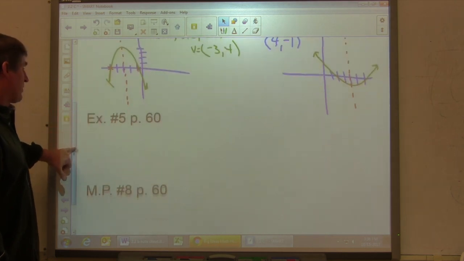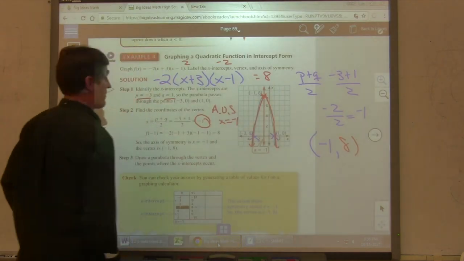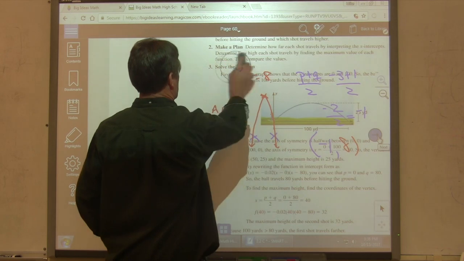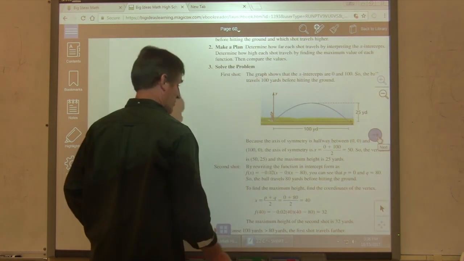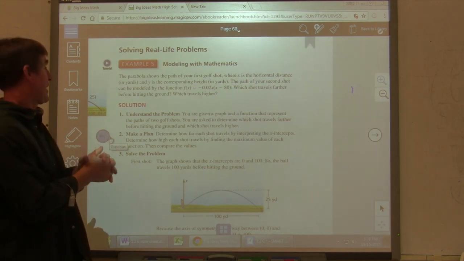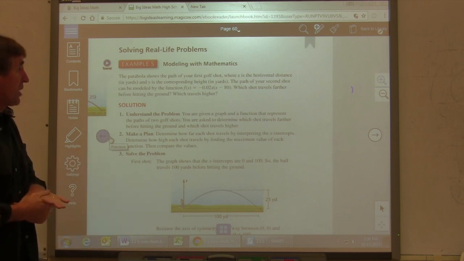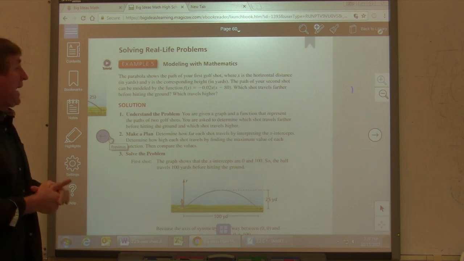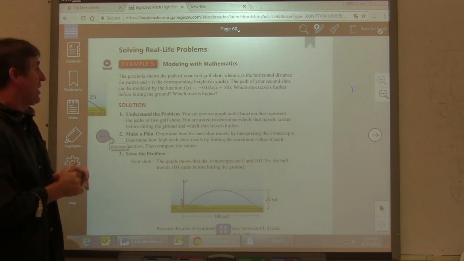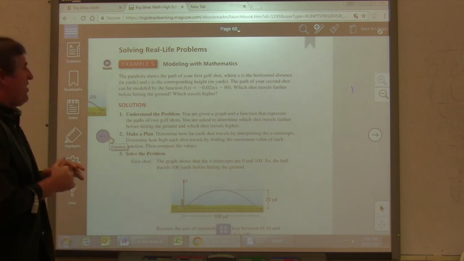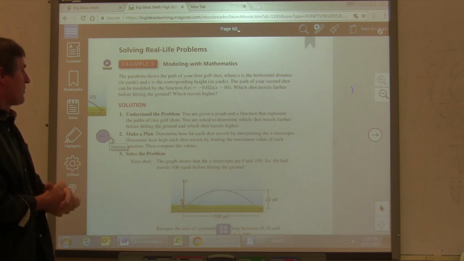So now let's look at a story problem, example number 5 in the book. All right, so example number 5, solving real-life problems, modeling with mathematics. The parabola shows the path of your first golf shot, where x is the horizontal distance in yards and y is the corresponding height in yards. The path of your second shot can be modeled by the function f of x equals -0.20x times x minus 80. Which shot travels farther before hitting the ground? Which travels higher?